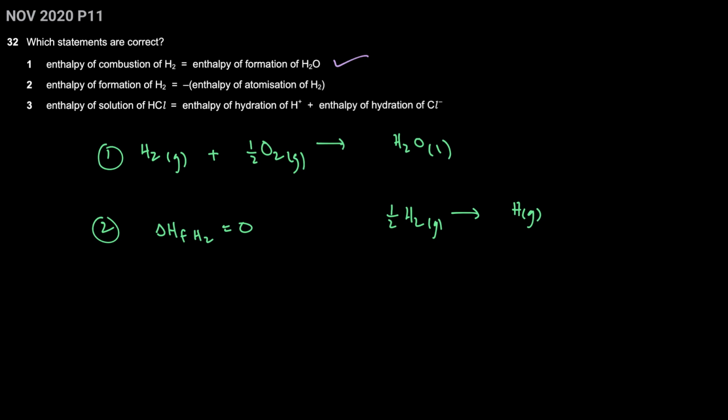Now, this is simply us breaking half a mole of covalent bonds between 2 hydrogen atoms. This is half a mole of hydrogen-hydrogen covalent bonds being broken to form 1 mole of gaseous atoms. And we know the bond enthalpy is 436. So this is the enthalpy change of atomization, which is 218. So negative atomization is when we go from 1 mole of gaseous atoms to form half a mole of hydrogen gaseous molecule. So this is simply negative half times 436, which is negative 218 kilojoules per mole.